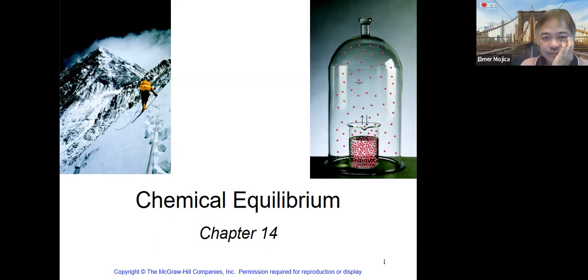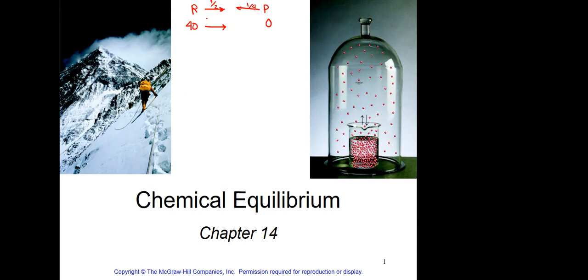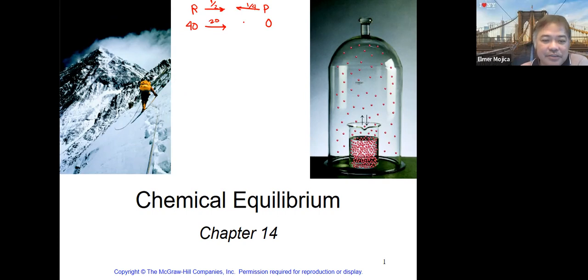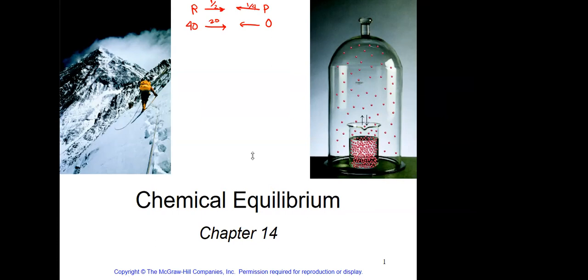Assuming we have two boxes, labeled R, wherein 1/2 of any items of box R goes to box P, wherein 1/4 of any items goes to box R. Initially you have 40 items here, no items in P. So what is 1/2 of 40? 20. And then 1/4 of 0 is 0.